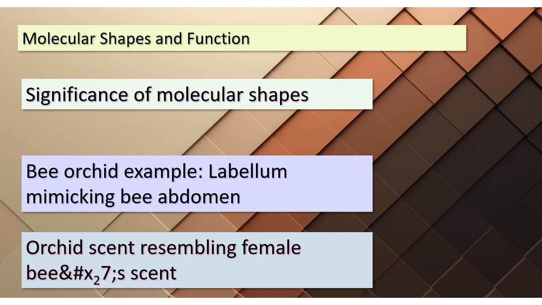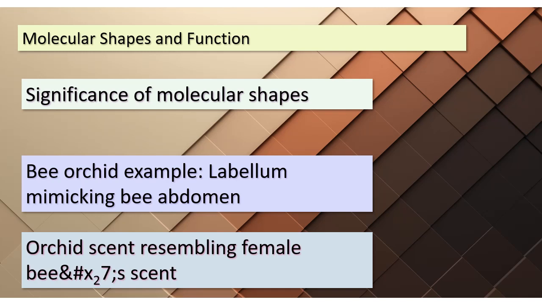This orchid species, scientifically known as Ophrys epiphyra, boasts a central labellum that astonishingly resembles the abdomen of a bee. Not only that, but the labellum is even slightly hairy, adding to its mimicry. The orchid emits a scent reminiscent of a female bee, further enhancing the illusion.